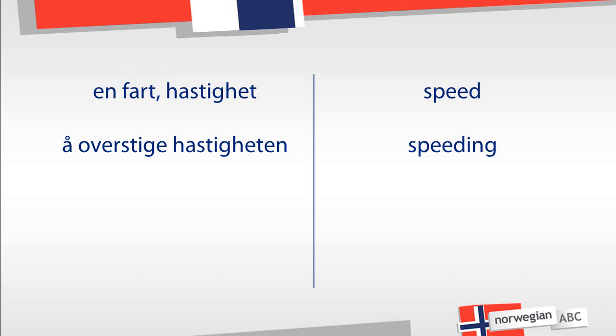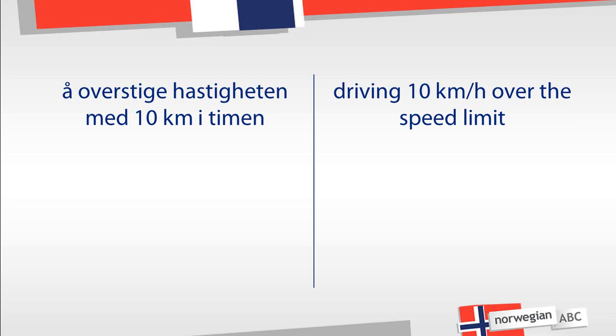Talking about speed, let's repeat the numerals. If we want to say driving 10 kilometers per hour over the speed limit, we say å overstige hastigheten med 10 kilometer i timen. Let's remember that we will always use med in this phrase. Å overstige hastigheten med.